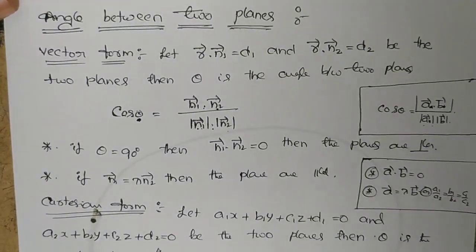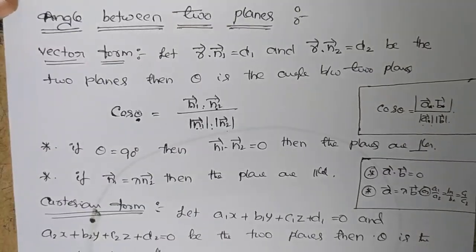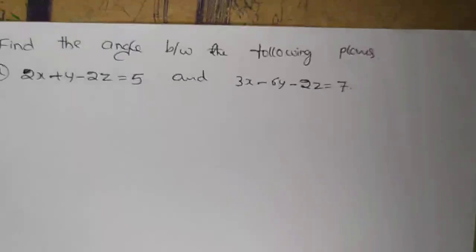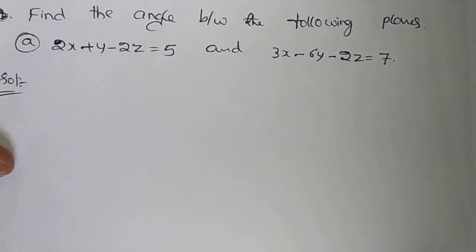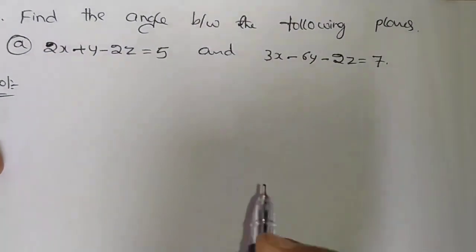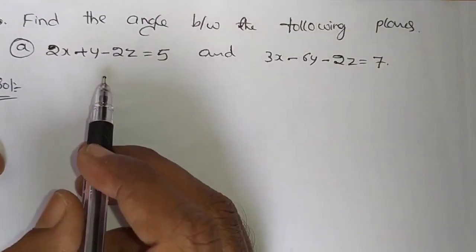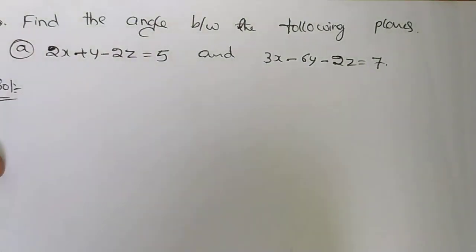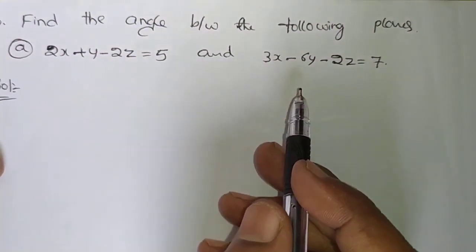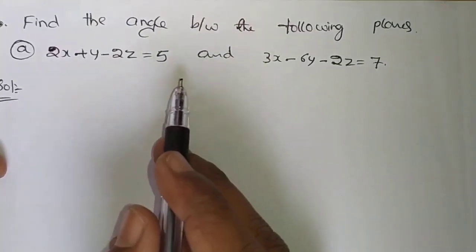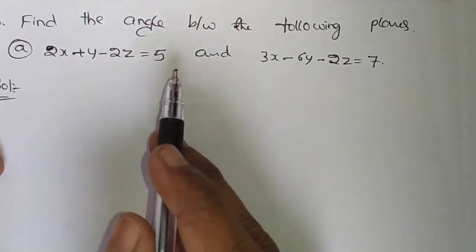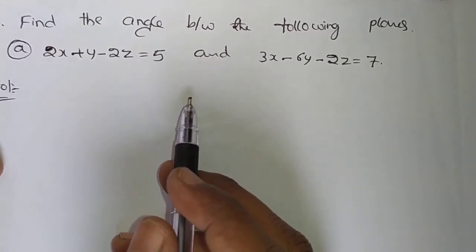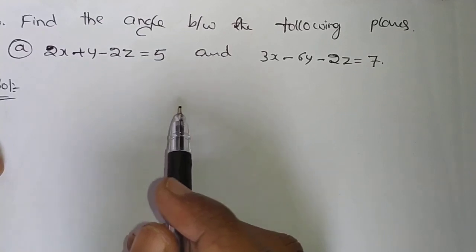Now let us solve the question related to the angle between two planes. We have the question: find the angle between the following planes. Here we have the first question: A, 2x plus y minus 2z equals 5 and 3x minus 6y minus 2z equals 7. These are the planes given in Cartesian form. You just recall the formula for Cartesian form. What is the formula for Cartesian form?